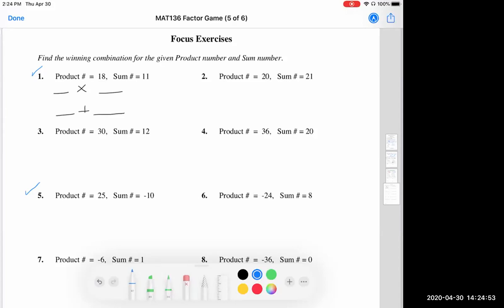So 1 times 18, 2 times 9, 3 times 6. Write them down. 1 times 18, 3 times 6, 2 times 9. 2 and 9 works, right? Because when I add them, I get 11. So 2 times 9, and when I add 2 and 9, I get 11. Cool.